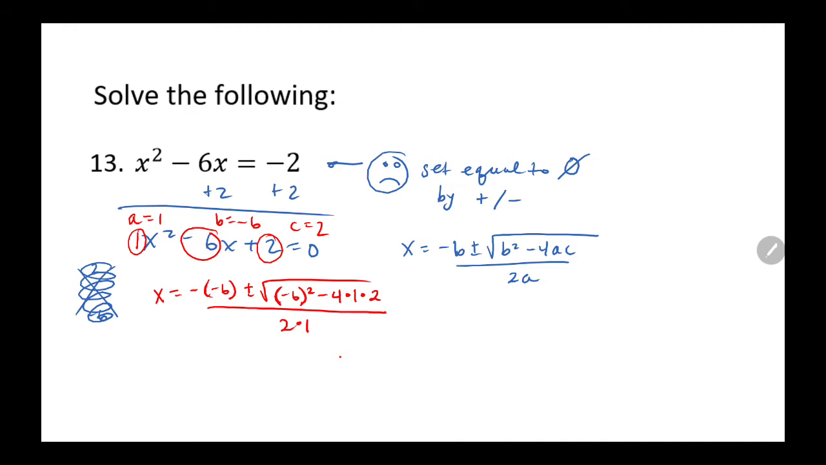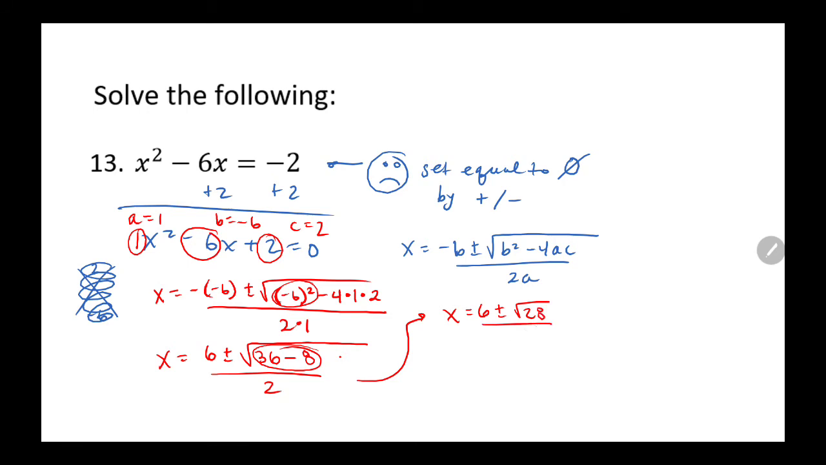Okay, now we get to do the fun stuff, just simplifying. So x equals, well, negative 6 is positive 6, plus or minus square root of negative 6 squared, that's negative 6 times negative 6, which is 36, minus 4 times 1 times 2 is 8, minus 8, all over 2. Okay, next step, we have to simplify what's inside right here. So 36 minus 8 is 28. I'm going to continue my work over here. x equals 6 plus or minus the square root of 28 all over 2.